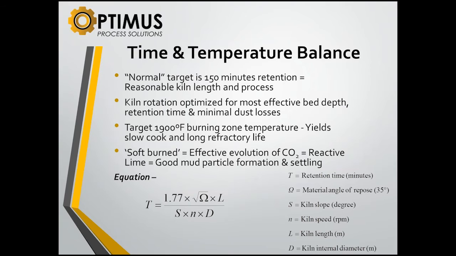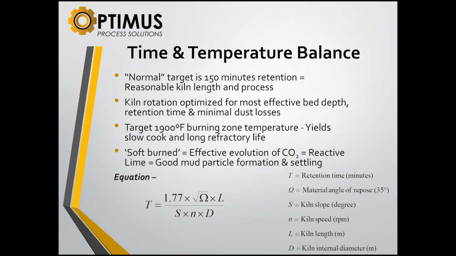Time and temperature balance through a kiln is critical as well. It's a cooking process. Typically, you're looking for approximately 150 minutes in overall retention. This gives you a reasonable kiln length for the process to occur. The kiln rotation is optimized for effective bed depth and retention time while minimizing dust losses. You are targeting approximately a 1900 degree burning zone temperature, yielding a slow cook and long refractory life. You're looking for what is called a good soft burn lime.